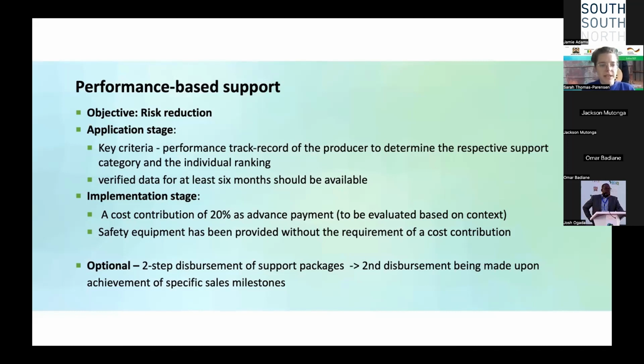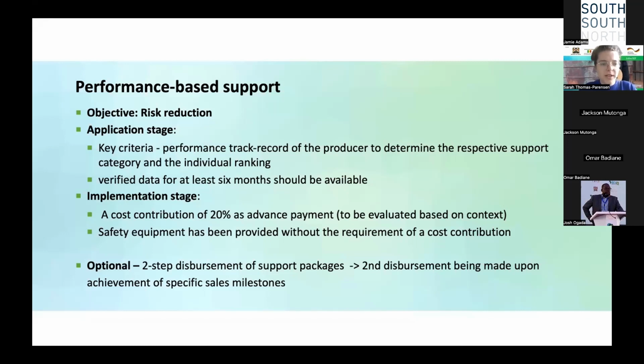And then in the implementation stage, for accessing the professionalization kit, each producer has to provide a cost contribution. In our case, it was 20%. There will also be some more information on that later in the country presentations, but it's important to look at your country context and evaluate which contribution is the best. It depends a lot on the financial capacity of the ICS producer. For example, during COVID, the financial capacity decreased majorly.